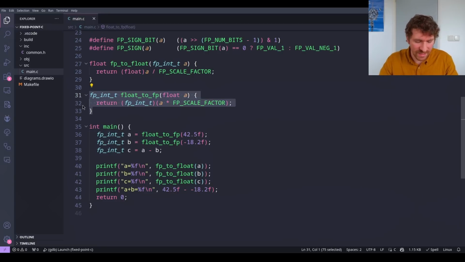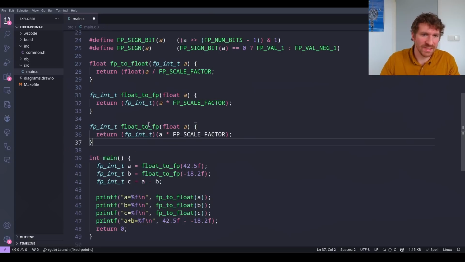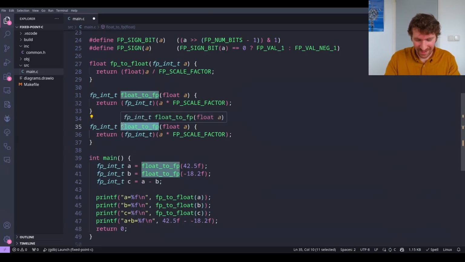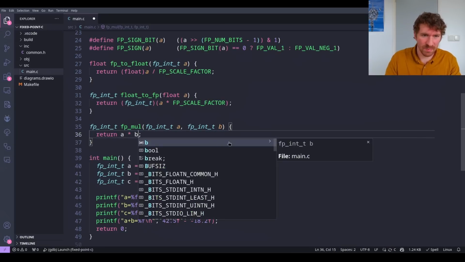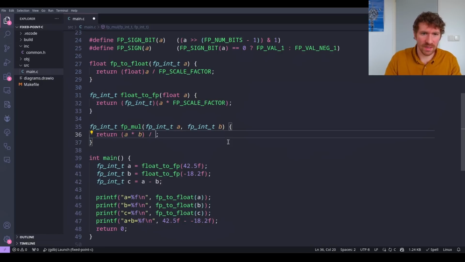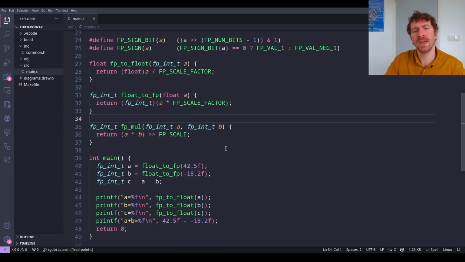So if we want to write a fixed point multiplication where we take in two fixed point numbers a and b, what we essentially need to do is a times b, and then we just shift the whole thing down by the FP scale. That's it. That's all we need to do. Only there is a little bit of a problem with this, and that is that this multiplication will probably, in many cases, go outside the bounds of the 32-bit integer.